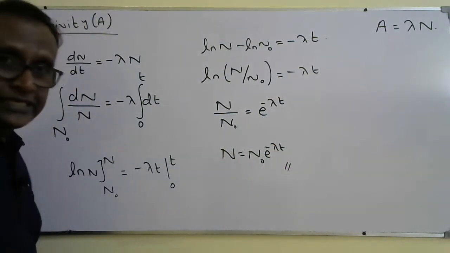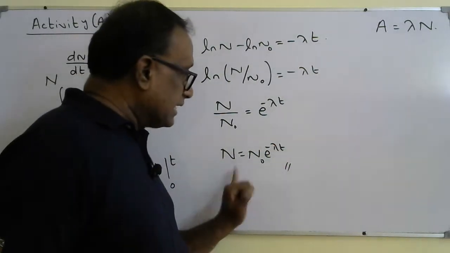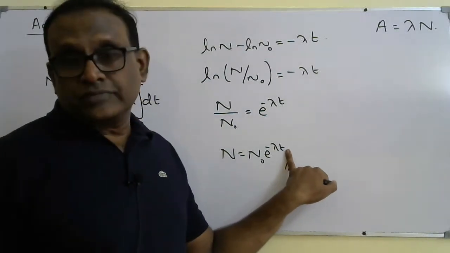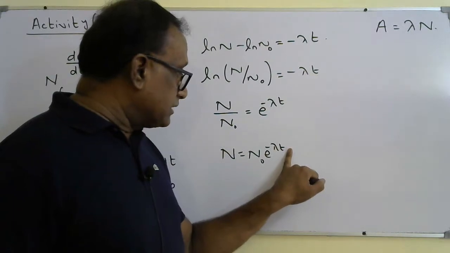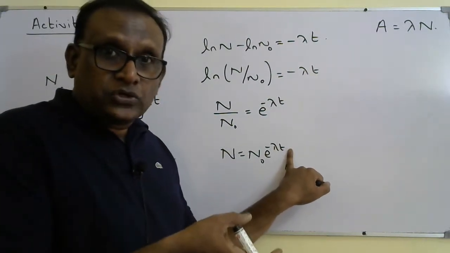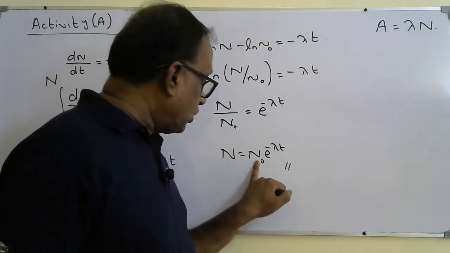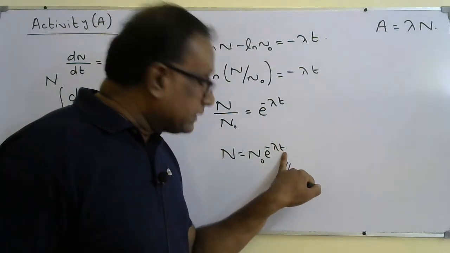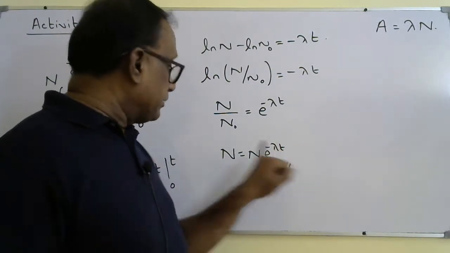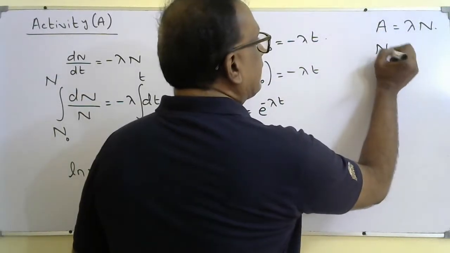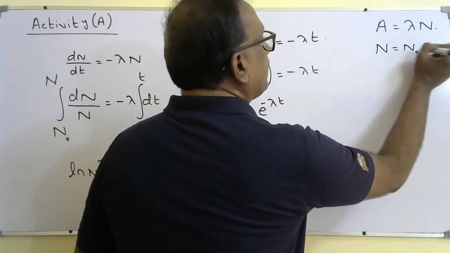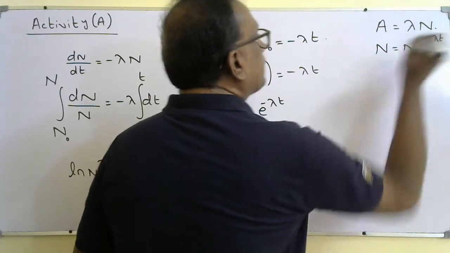Very important equation in your syllabus. When you substitute t equals 0, you'll get e to the power 0 is 1. So at t equals 0, the number of radioactive nuclei present in the sample is N naught. Later at time t, the number of nuclei remaining is N, which is less than N naught. So the second equation, N equal N naught e to the power minus lambda t.